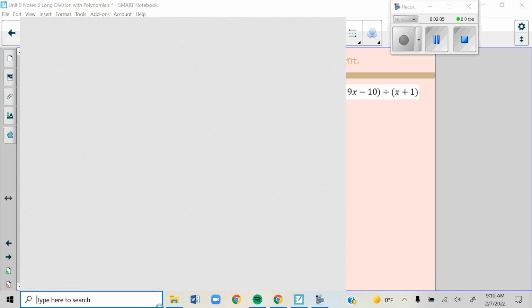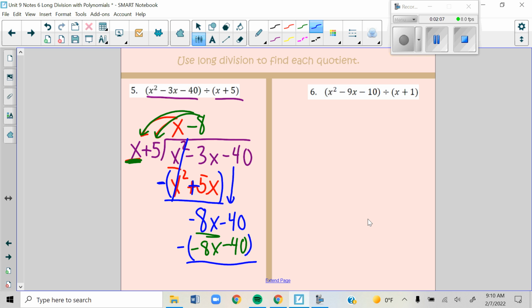So negative 8x minus negative 8x. So minus negative turns to plus positive. Those are going to cancel. Negative 40 minus negative 40. Minus negative turns to plus positive. Those are going to cancel. So my solution is x minus 8. All right, so x squared minus 3x minus 40 divided by x plus 5, answer is x minus 8. All right, let's go ahead and try the next one.